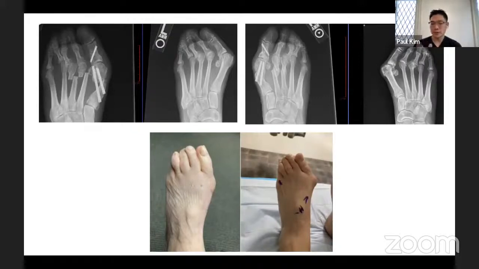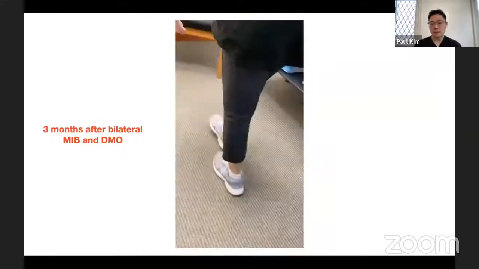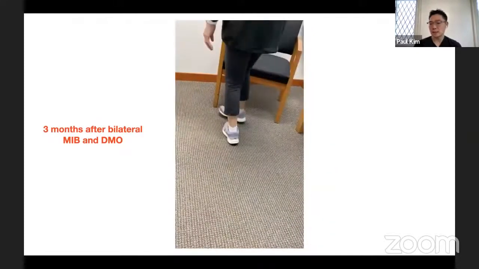As you can see, the pictures are pre and post op. Her deformity still looks like her foot doesn't look that great. You're like, well, why? This surgery is not a success. It failed. But you know what? It's about patient outcomes. This is her walking 3 months after bilateral minimally invasive bunion surgery and the DMO.